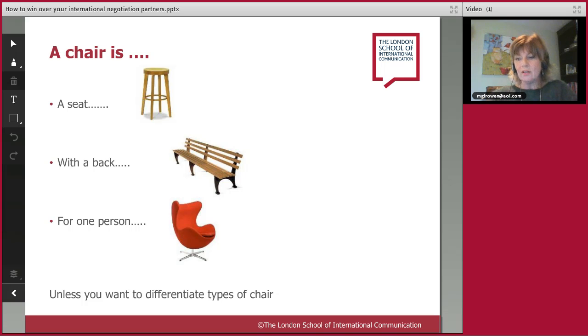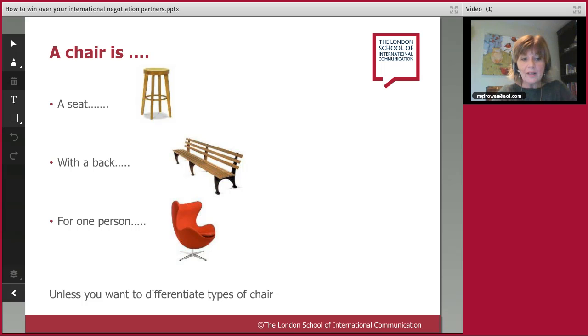So why did I get you to do this apparently ridiculous exercise of defining a chair when really that's got not very much to do with international negotiating, and you all know what a chair is? Well, the reason is I'd like to actually show you that when we know what something is so well, we've generalized something for so long and we know so much about it, we forget the detail. We don't need to remember what the rules for being a chair are because we already know it.